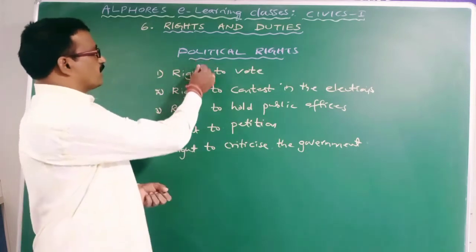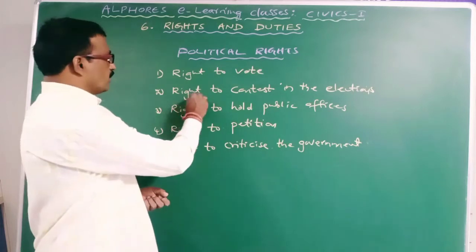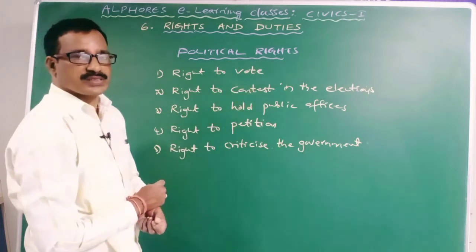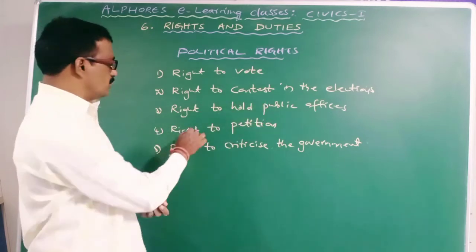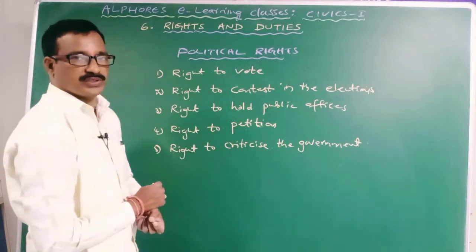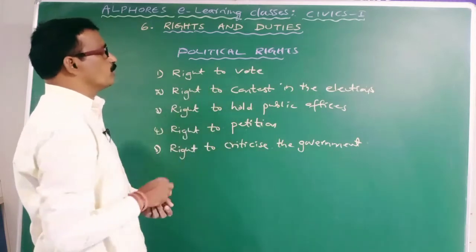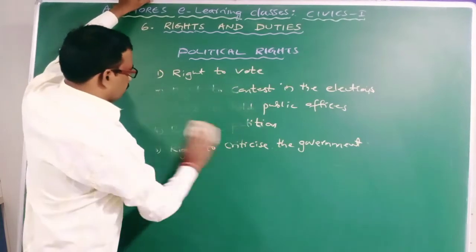First of all, what are the political rights? The right to vote, the right to contest in the elections as a candidate, the right to hold public offices, the right to petition, and the right to criticize the government. So these are the important political rights. Now we will discuss them one by one.